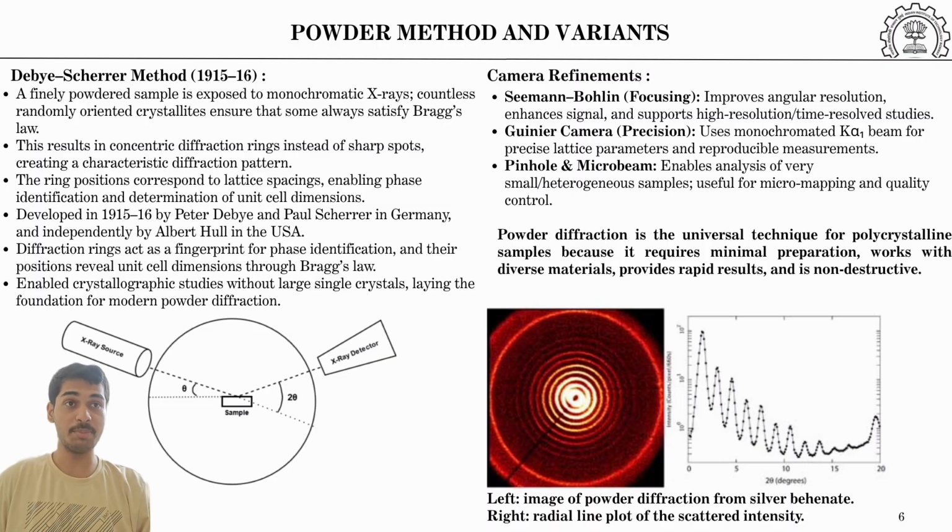In this method, a finely ground sample is exposed to monochromatic X-rays, producing concentric diffraction rings. These rings act like a fingerprint, making it possible to identify crystalline phases and determine unit cell dimensions through Bragg's law. Over time, several refinements improved accuracy: the Seemann-Bohlin geometry enhanced focusing and resolution. The Guinier camera used monochromatic beams for precise lattice parameters, and the pinhole or microbeam techniques enabled analysis of very small or heterogeneous samples. Today, powder diffraction remains the universal technique for polycrystalline materials because it needs minimal preparation, works with diverse sample forms, and is relatively fast and non-destructive, making it indispensable for material characterization.